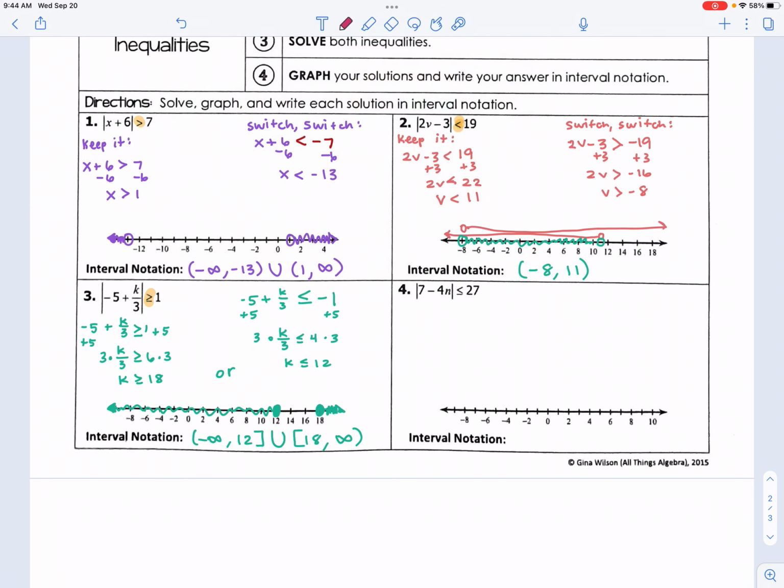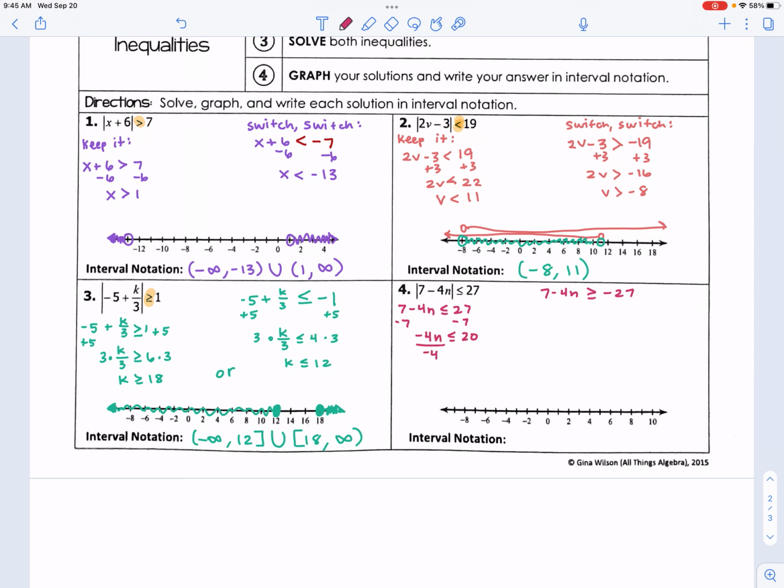All right, last one we're going to look at, again, the absolute value is isolated, so we're just going to create our two cases. Keep everything the same with our first case. And then for the second case, we're going to switch the inequality and switch the sign of the other side. When we solve here, we subtract 7. We get negative 4n is less than or equal to 20.